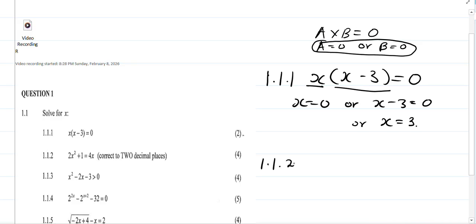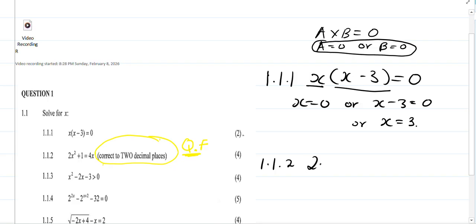Now moving on to the second one, our question here says solve for x, and there is something I want you to take a look at right here. Whenever you come across a question that says correct your answer to 2 decimal places, this is an indication that you must make use of the so-called quadratic formula. So now let us solve it.